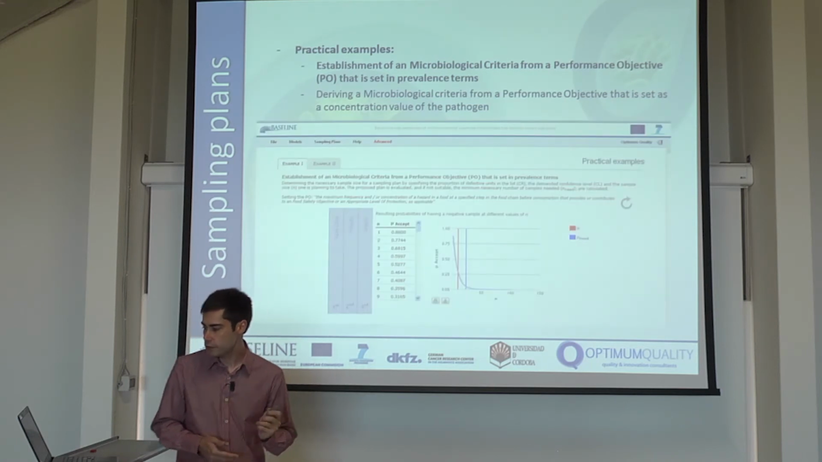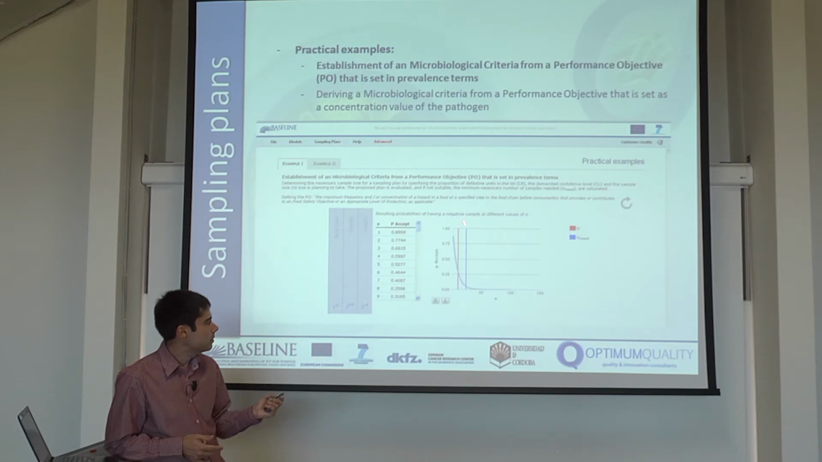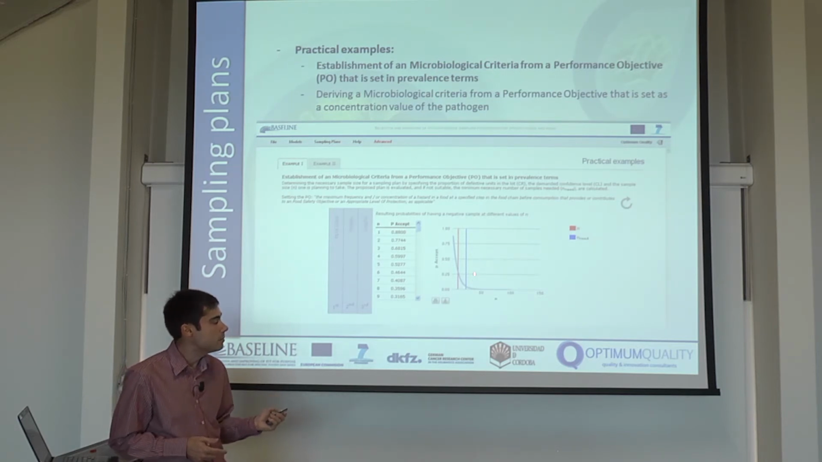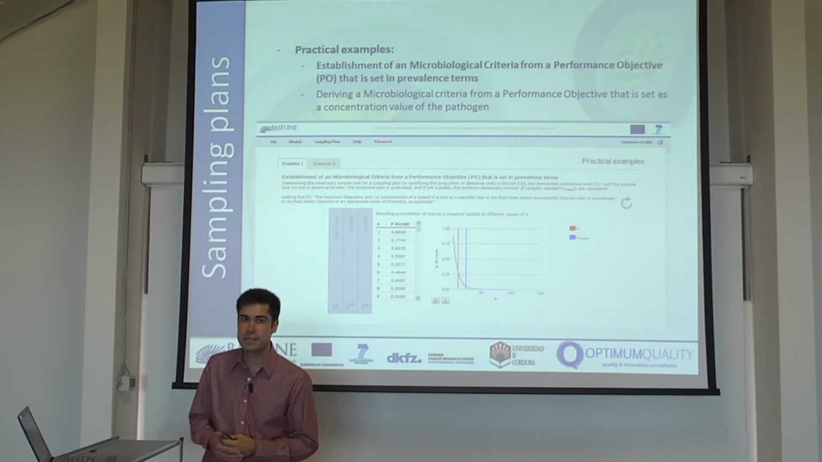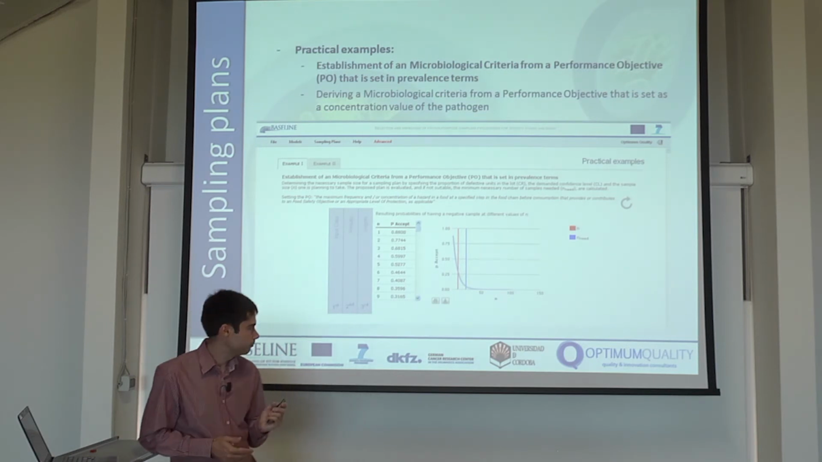In this graph, you can see here the blue vertical line, the number of samples that would be needed to accept the lot, and in the red vertical line is the number of samples that are taken from the lot.